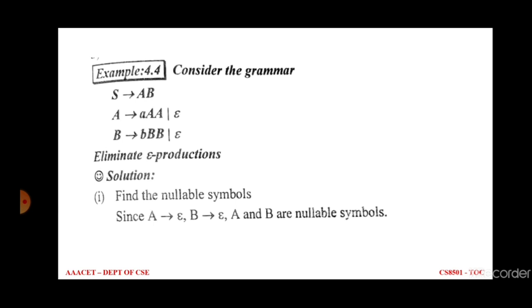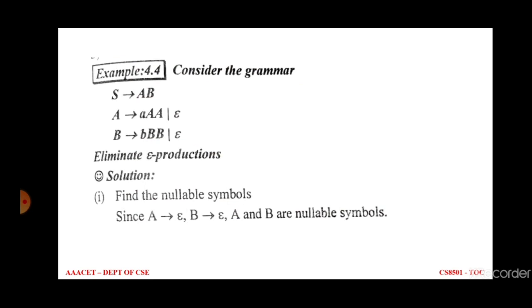So first of all we have to find out the nullable symbols in the given grammar. A nullable symbol is a variable having an epsilon production. So here capital A tends to epsilon and capital B tends to epsilon. So these two are called nullable symbols. Those nullable symbols have to be eliminated from the given grammar for the process of elimination of epsilon production.